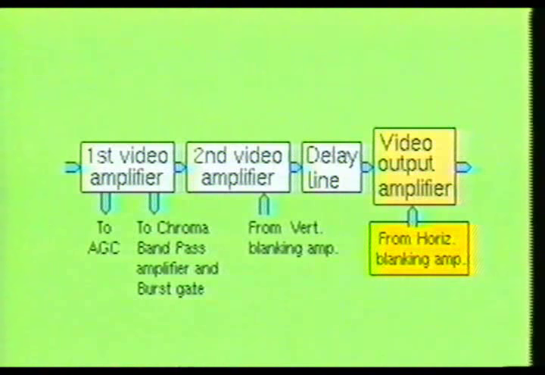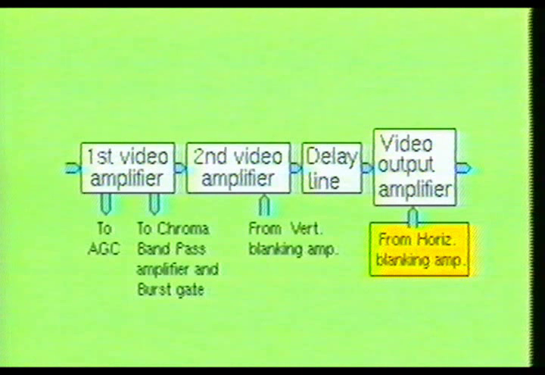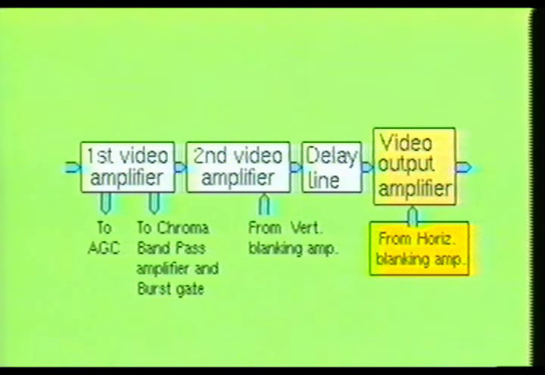The final stage in this string is the video output amplifier. This amplifier stage provides sufficient boost to the video signal so it can drive the control grids located within the picture tube. Video signal levels at the output of this stage can be as high as 150 volts peak to peak. This value, of course, would depend upon the type of picture tube being used.